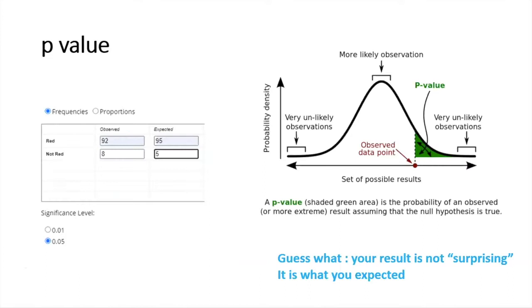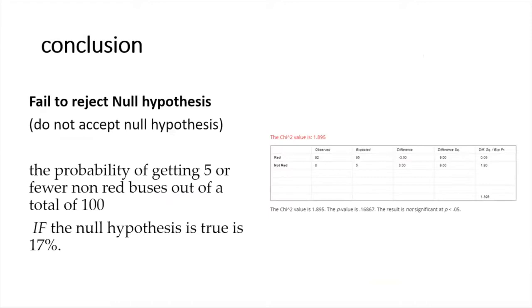So here is the distribution, and here is our data. And therefore, this is within what we were expecting in our setup, and our result is not surprising. Our p-value is not significant. You could use the word significant for surprising. And therefore, we fail to reject the null hypothesis. We never accept the null hypothesis. We either reject the null hypothesis or we fail to reject the null hypothesis.